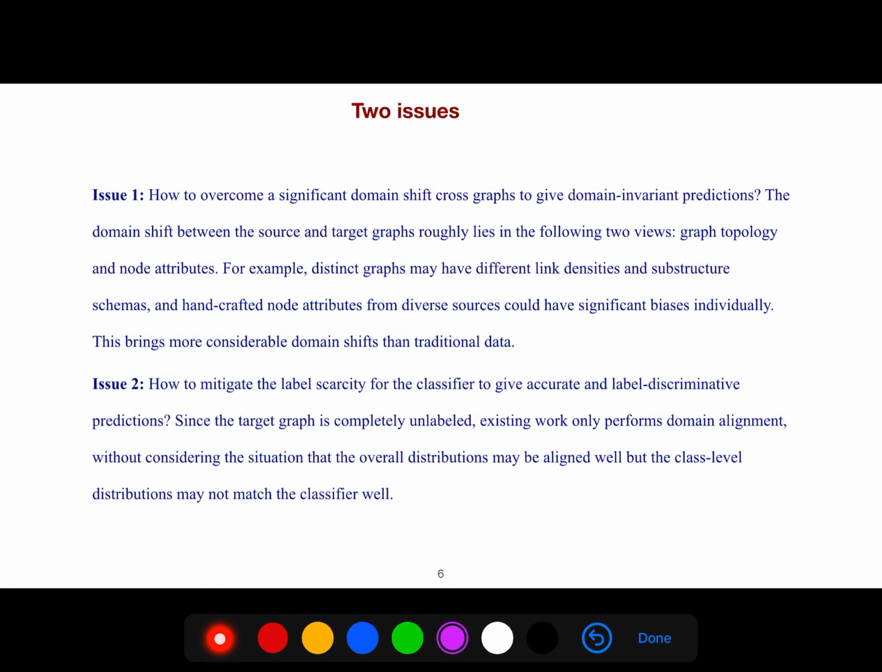The second issue is how to mitigate the label scarcity for the classifier to give accurate and label-discriminative predictions. Since the target graph is completely unlabeled, existing work only performs domain alignment, without considering the situation that the overall distribution may be aligned well, but the class-level distribution may not match the classifier well.